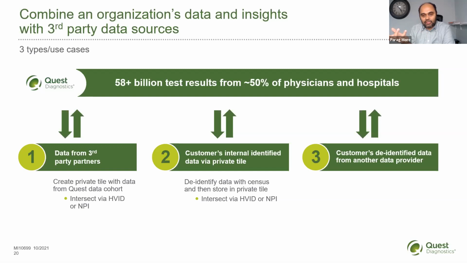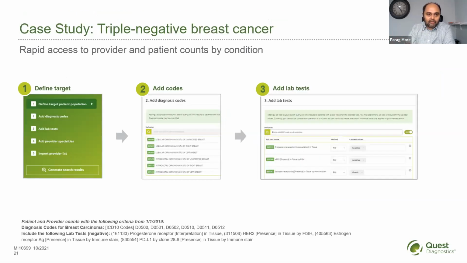So you can combine this data with third-party data sources to complete the 360 view of the patient information. And one example that we have is for triple negative breast cancer. Let's say a sponsor is looking for a patient cohort, whether for an observational study or a clinical trial. How do we find those and get this insight? As you can see, it's a simple three-step process.